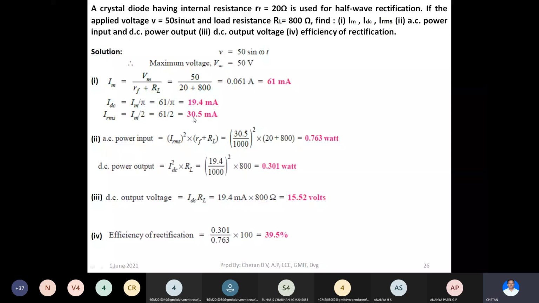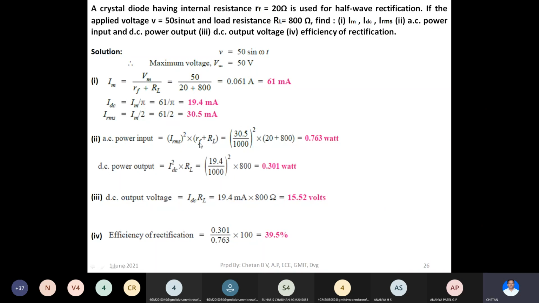The second part is AC power input and DC power output. AC power input is given by this equation. What is the power input? Usually it is current square into resistance. But here you should consider RF also, because they have given a finite value for RF. If they had told that the diode used is an ideal diode, then the RF value would be nearly equal to 0, and you would skip RF. But in this problem, they have given a finite value for RF. Therefore, you cannot neglect this RF. You have to include that with the RL.